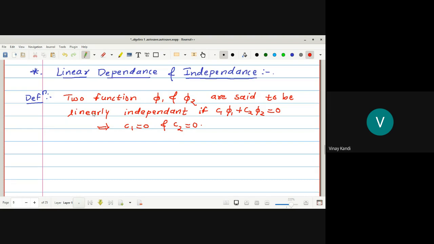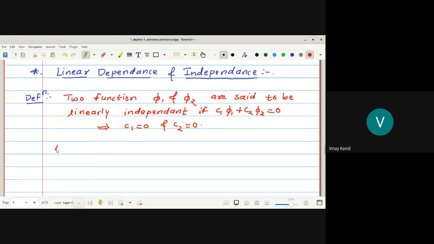Okay, if two functions phi1 and phi2 are said to be linearly independent, these may or may not be functions of L of y. हे तुमचे phi1 and phi2 L of y चे functions असूही शकतात किंवा नसूही शकतात. हे काही दिलेलंच नाही आपल्याला. Okay, any arbitrary two functions phi1 and phi2 are said to be linearly independent if C1 phi1 plus C2 phi2 is equal to 0 implies that C1 is equal to 0 and C2 is equal to 0.